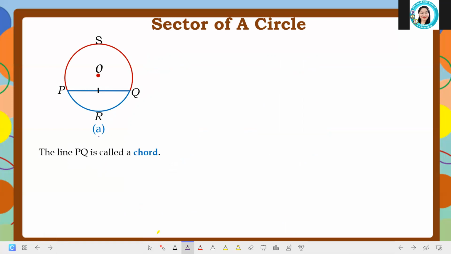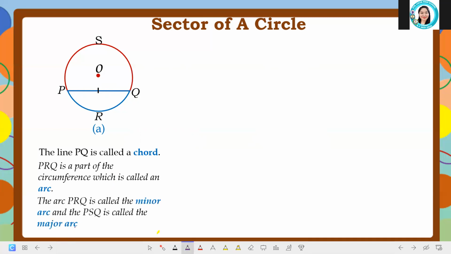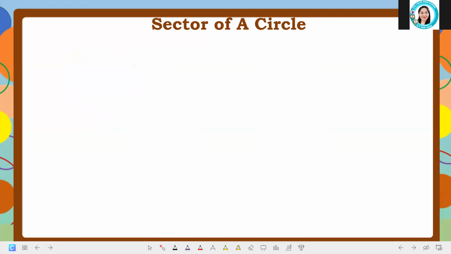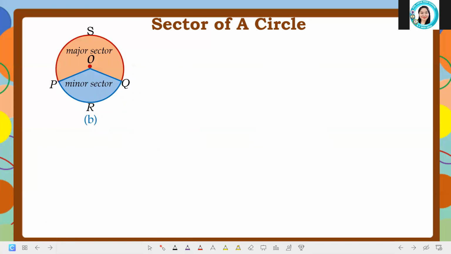Now we have here a line PQ, and it passes through the circle, then it creates a chord, no? And the chord is what we call chord PQ or segment PQ. Now PQ is a part of the circumference, or PRQ, which is the arc, and PRQ is called the minor arc, and PSQ is called the major arc. So if it is bounded by a minor arc, therefore, magiging minor sector and major sector siya, no?